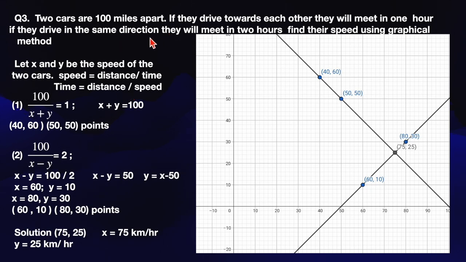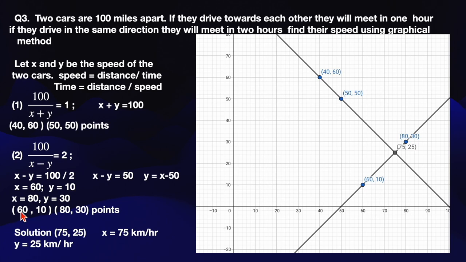So if they drive in the same direction, they will meet in 2 hours. So distance is same, 100 upon, here we will subtract, x minus y is equal to 2. 2 is the time taken. Okay, now write down this equation. We get x minus y is equal to 50, y is equal to x minus 50. So put value of x as 60, you get y as 10. Put x as 80, you get y as 30. So I've got 2. You can put any values.